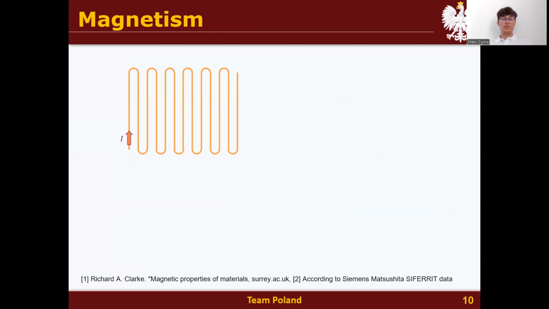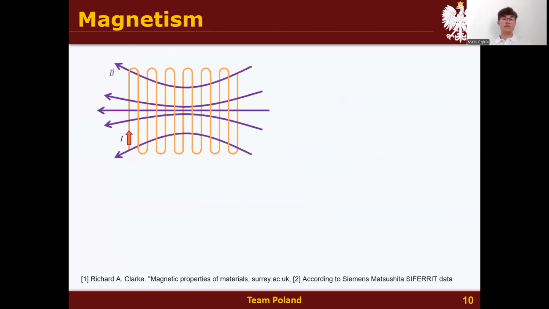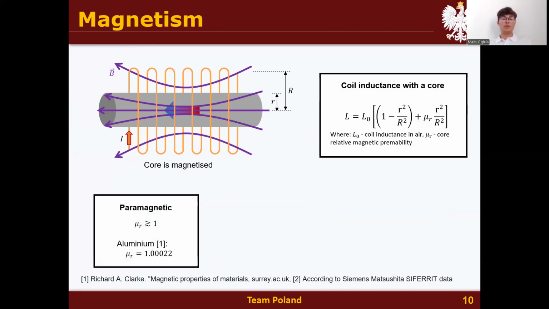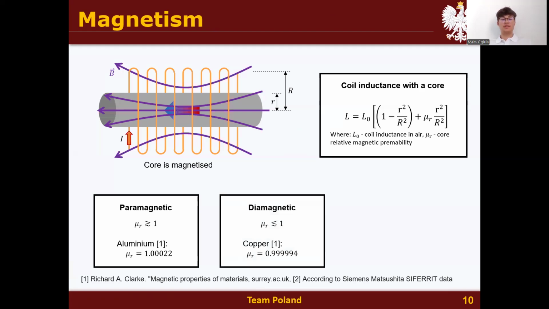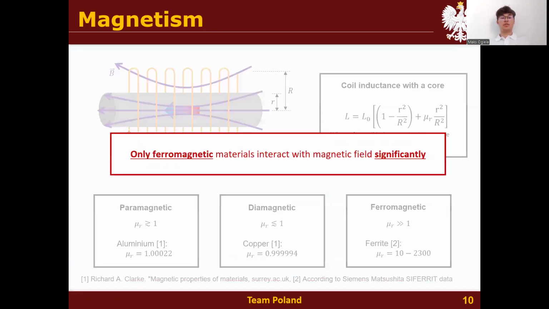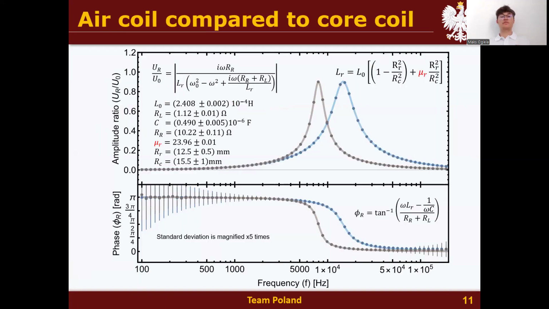So let's think why. When current is flowing through our coil, it generates a magnetic field inside it. When the metal rod is inserted into our coil, it gets magnetized. So we can derive the formula for the coil inductance with a core. There are three main magnetic properties. One is paramagnetic materials, for which the relative magnetic permeability is slightly higher than 1, an example being aluminium. The second is diamagnetic materials, for which the relative magnetic permeability is slightly lower than 1, an example being copper. And the last are ferromagnetic materials, whose relative magnetic permeability is significantly higher than 1, an example being ferrite. From this we conclude that only ferromagnetic materials interact with magnetic fields significantly.